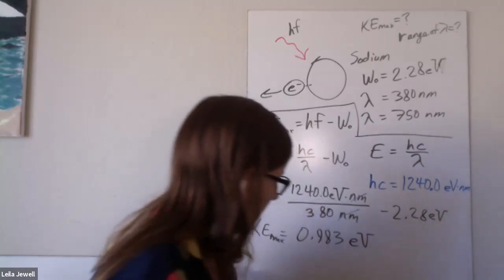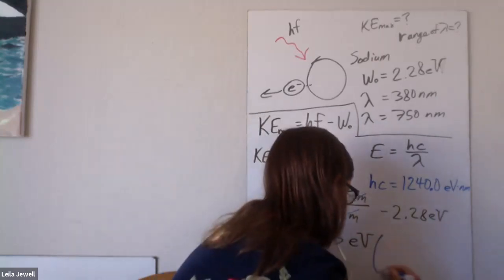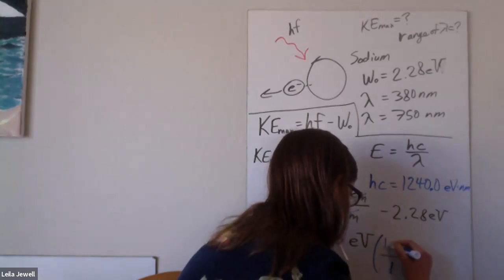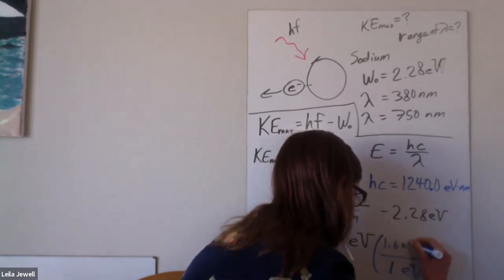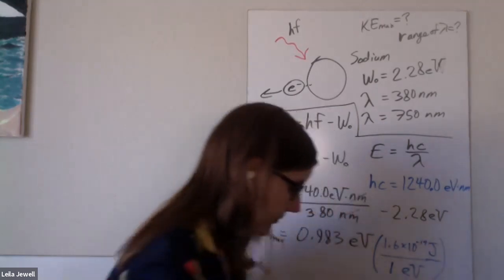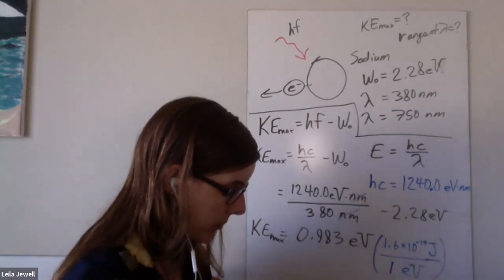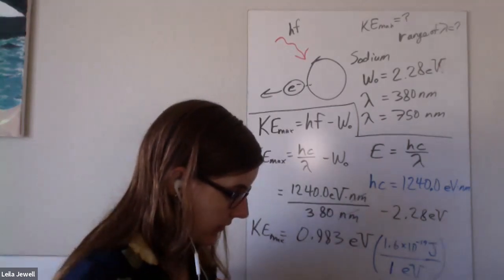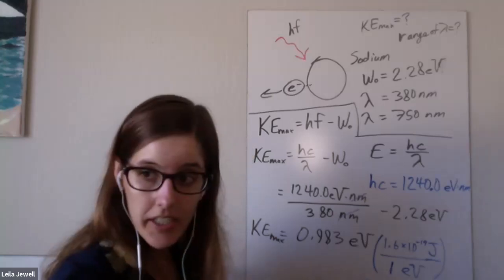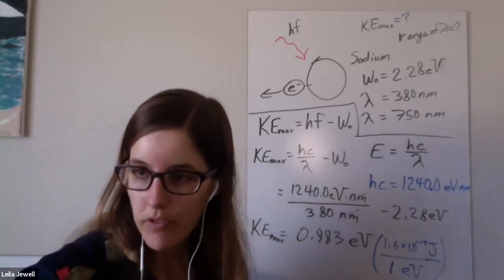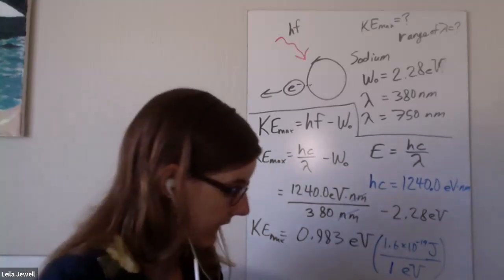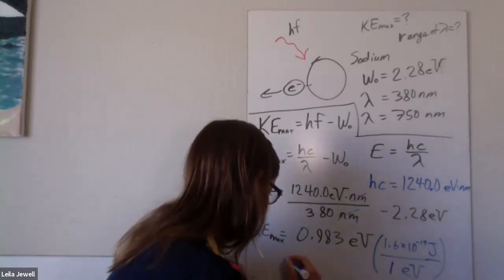In 1 electron volt, there's basically the charge of the electron, 1.6 times 10 to the negative 19 joules. So we'll take our result and multiply by that. We get 1.57 times 10 to the negative 19 joules, which I believe does check out. Let's double check. Yeah. Potentially some rounding differences there.